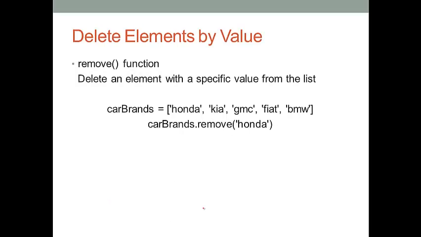If we want to delete some elements from a list, we can use the remove function. The remove function will delete an element with a specific value from the list. For instance, if we want to remove Honda from the list, then we can use carBrand dot remove. Between the parentheses, we indicate Honda. This means we want to remove Honda from the old list. After we execute these 2 statements, we'll get a new list like the one on this slide. In this new list, we don't have a Honda element anymore.